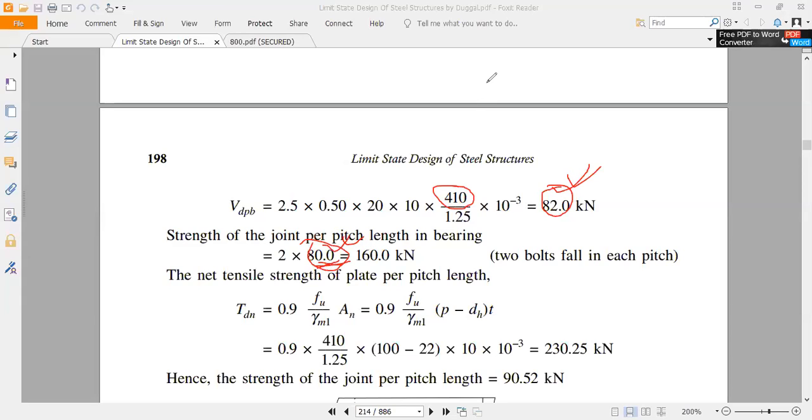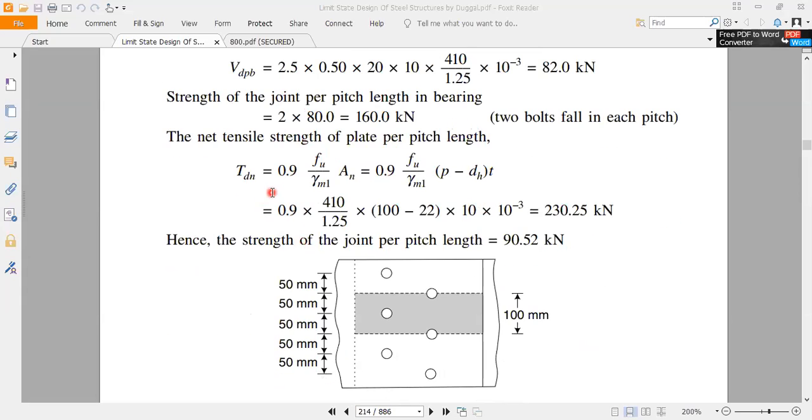Now, third one which is left, that is net tensile strength of the plate per pitch length. Per pitch length, what is the net area? Sir, considering 400 only, 80 will come. Okay, so then you did it correctly. Okay, now net tensile strength of the plate per pitch length.